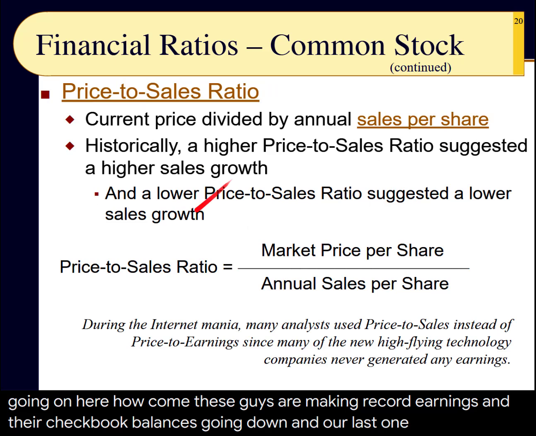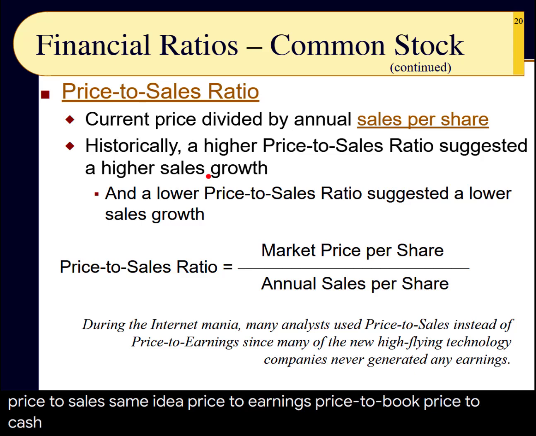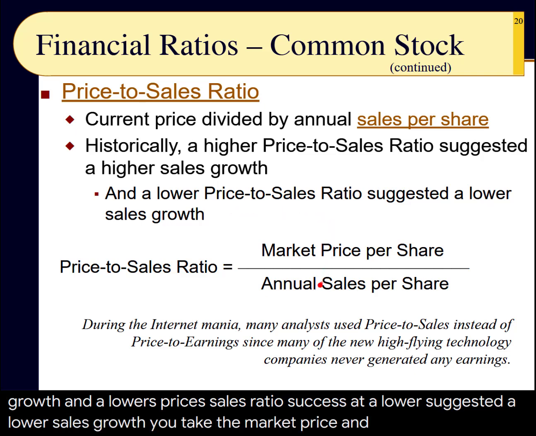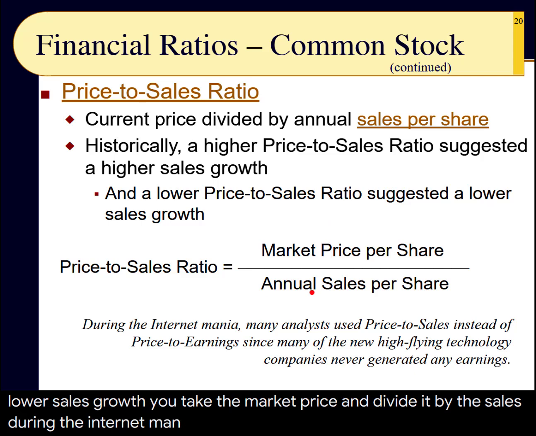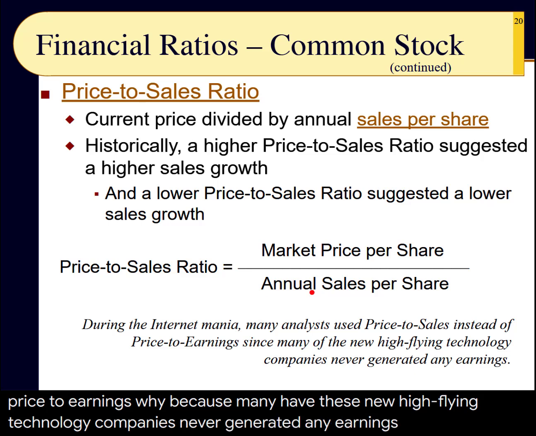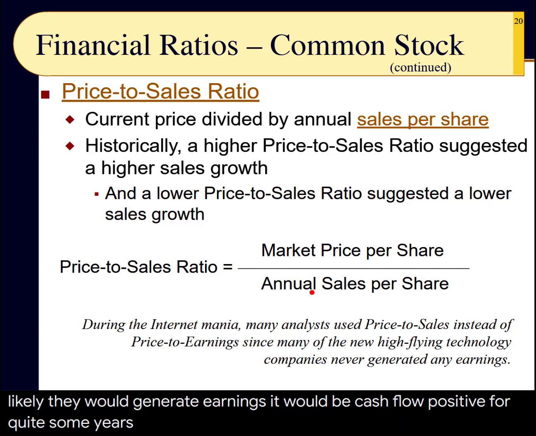And our last one is price to sales. Same idea as price to earnings, price to book, price to cash flow. Historically, a higher price to sales ratio suggested a higher sales growth, and a lower price to sales ratio suggested a lower sales growth. You take the market price and divide it by the sales. During the internet mania, many analysts used price to sales instead of price to earnings. Why? Because many of these new high-flying technology companies never generated any earnings, and it wasn't likely they would generate earnings that would be cash flow positive for quite some years. And of course, we know how that ended.